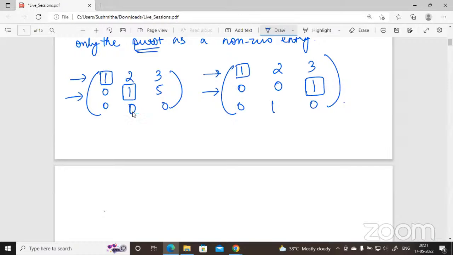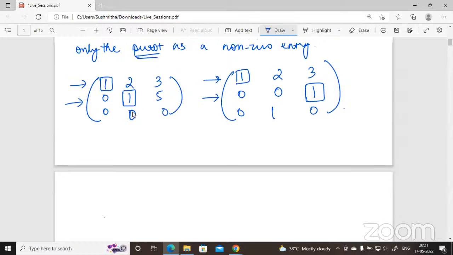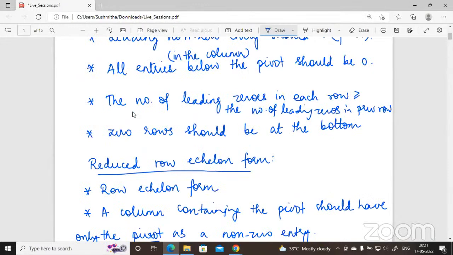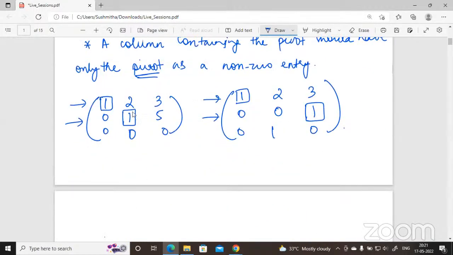Ma'am, you have given in point number 3 greater than or equal to. It should be only greater than, no, ma'am? No, it can be that all the entries are 0. In that case, it will be equal. Like this case.